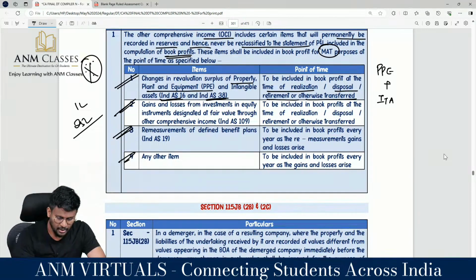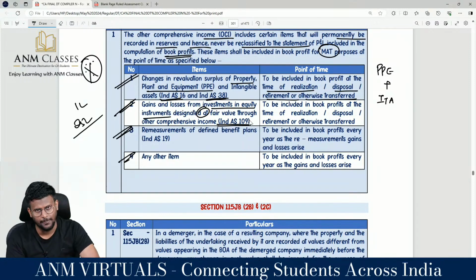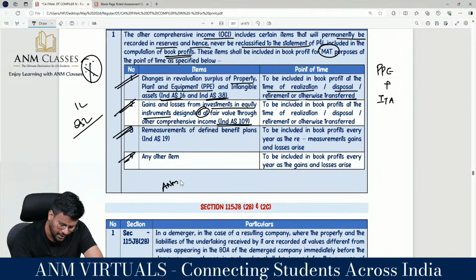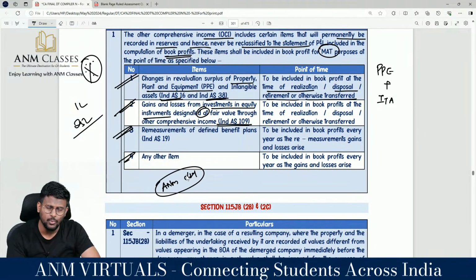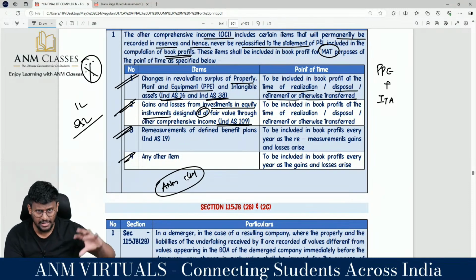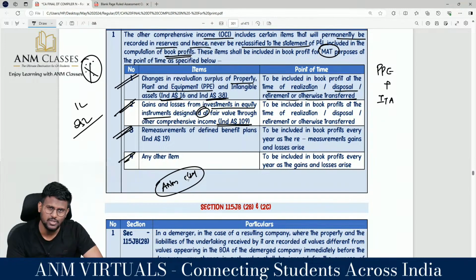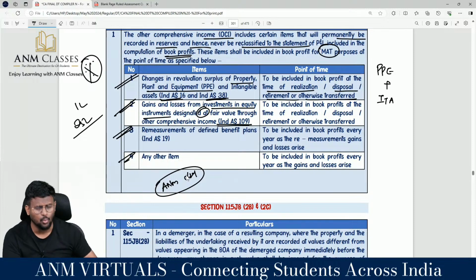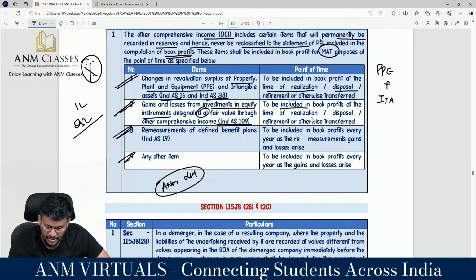And number 2, gain and loss from investment in equity instrument designated at fair market value through OCI, as per Ind AS 109. For example, you would have invested in ABC Limited and now you are revaluing the value as per market value, fair market value, through OCI, other comprehensive income, as per Ind AS 109. My dear lovable students, that item you don't tax now. You tax it in the year in which it is to be included in the book profit, at the time of realization or disposal or retirement or otherwise transferred.